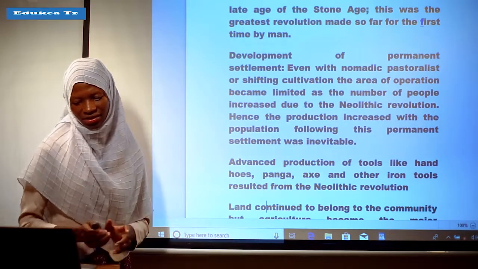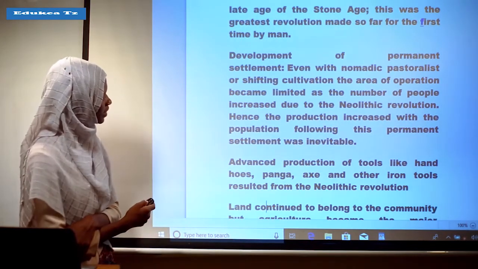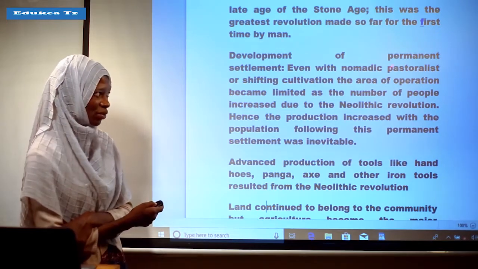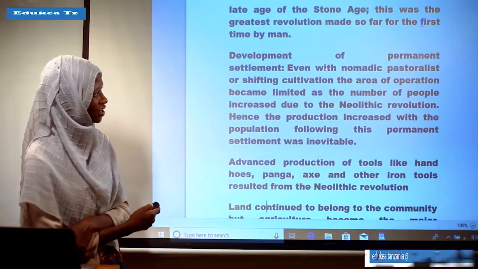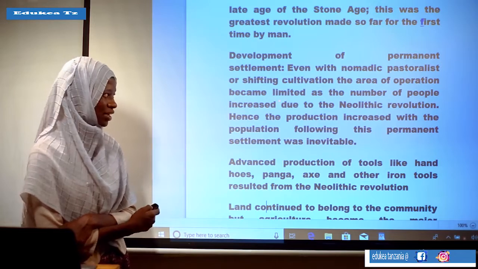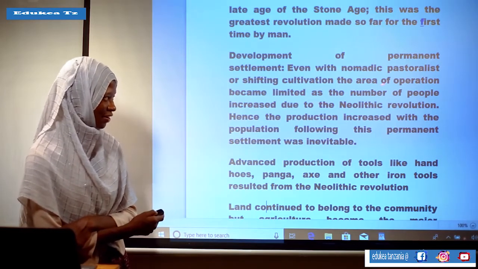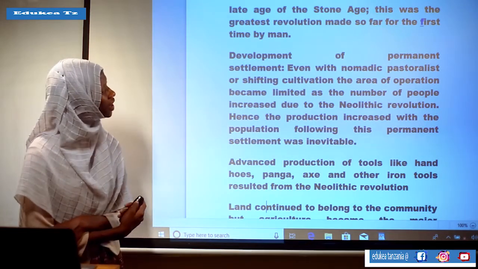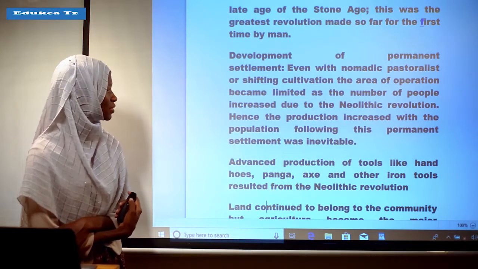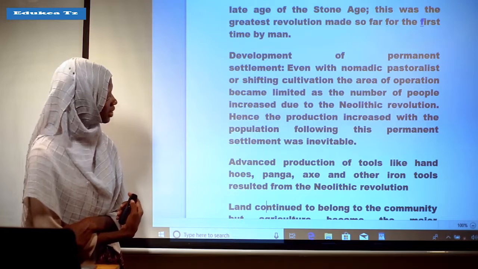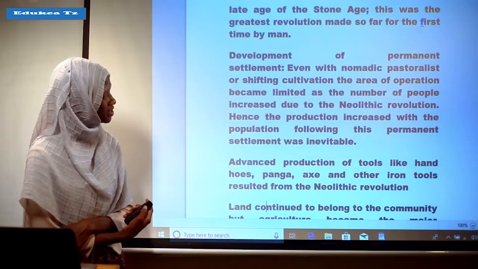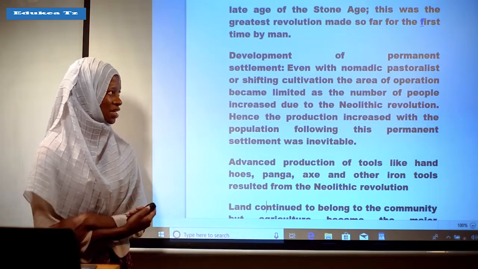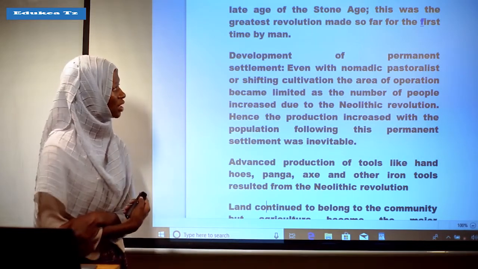The next is development of permanent settlement. Even with nomadic pastoralists or shifting cultivation, the area of operation became limited as the number of people increased due to the Neolithic revolution. The human being passed into the period when he started to have permanent settlement.